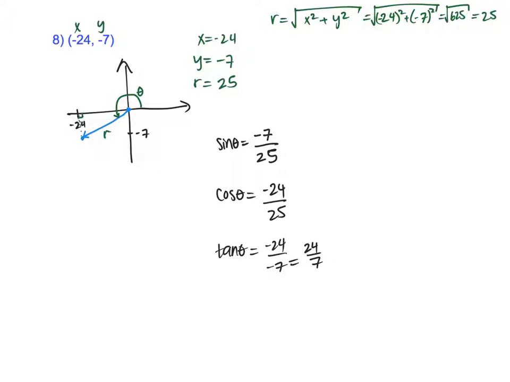Okay, so once you have your ratios, let's go find the reciprocals. So if we were to flip, this would be 25 over negative 7, 25 over negative 24, and 24 over 7. And that's it. So sketching the graph, you're just going to show the point, make your terminal angle, so this angle or arrow here, and then show that angle.